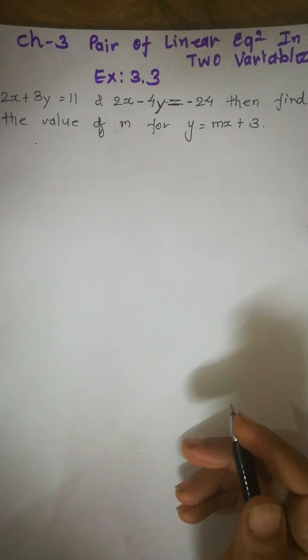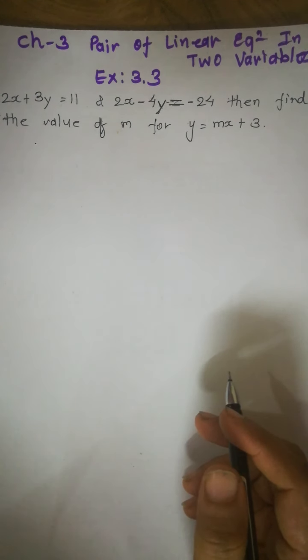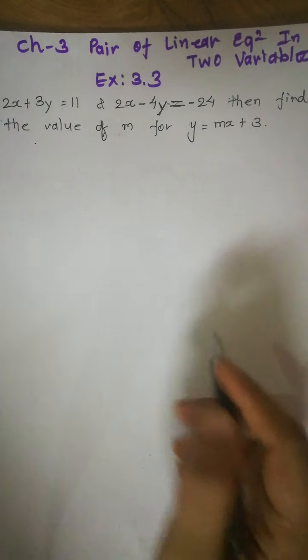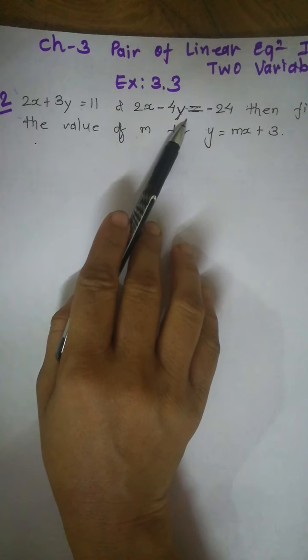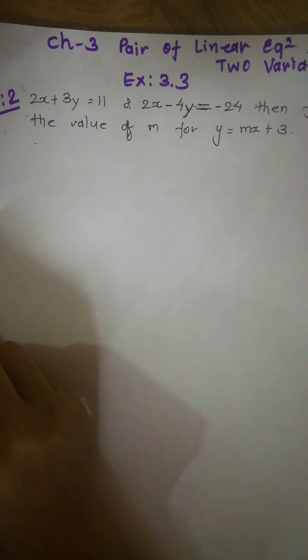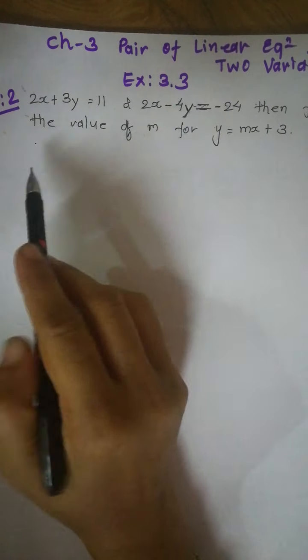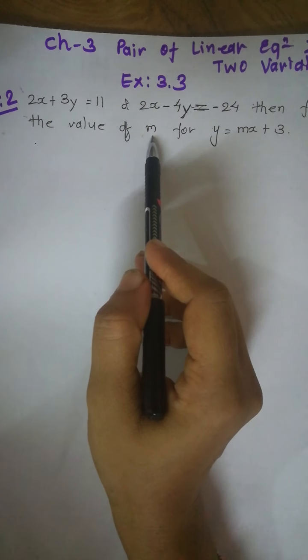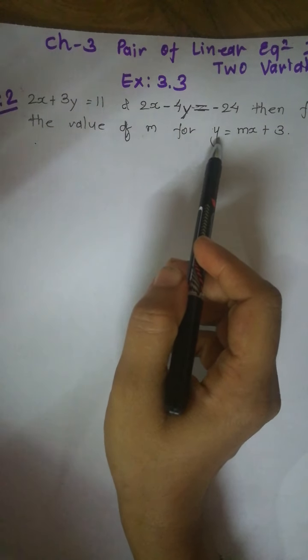In this video, we talk about Chapter 3, Pair of Linear Equations in Two Variables, Exercise 3.3, Question 2. We are given two equations: 2x plus 3y is equal to 11 and 2x minus 4y is equal to minus 24. We wish to find the value of m for y is equal to mx plus 3.